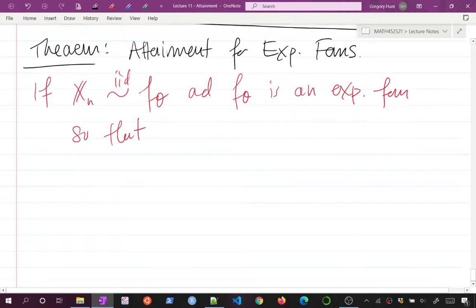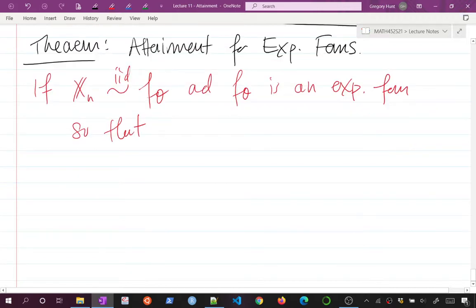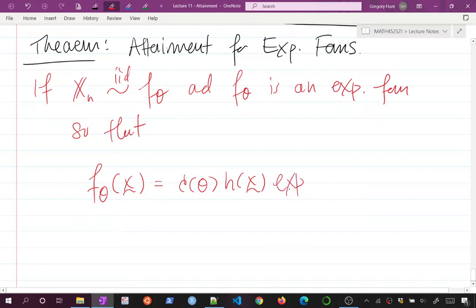And what does that mean? It means that we can write our joint distribution, f theta of x, as some function involving just the parameter theta and not the x, times some function involving x and not the parameter, times exponential, hence the name, of the product of similar things. Something involving the parameter, not x, times something involving x and not the parameter.